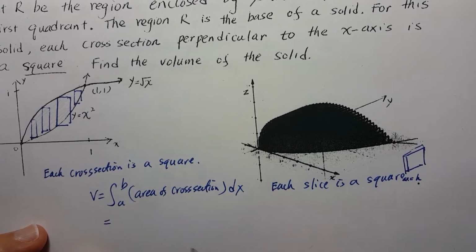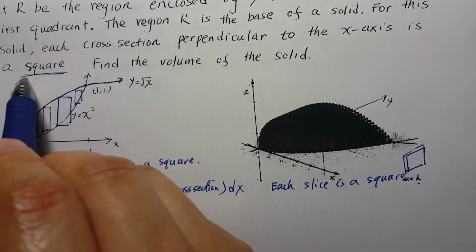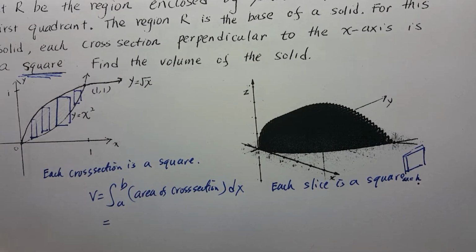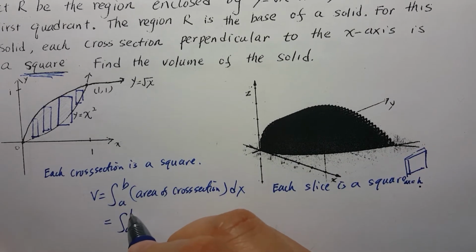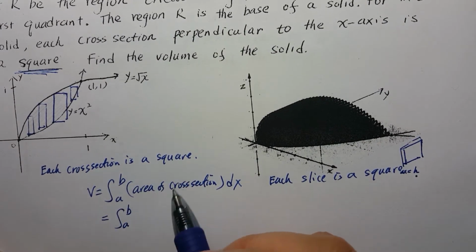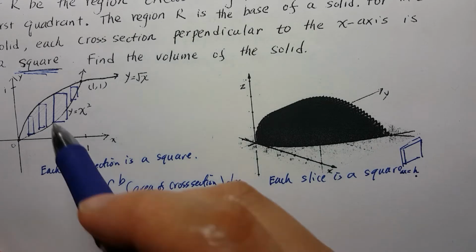The only difference is this time your area of the cross section is a known figure. It's not going to be circles. It's going to be a square. So we're going to do the integral from a to b, and this time because it's a square, it's going to be side squared dx.